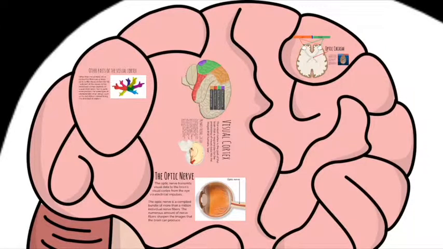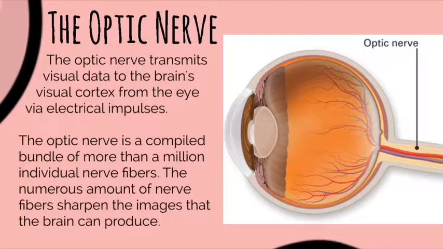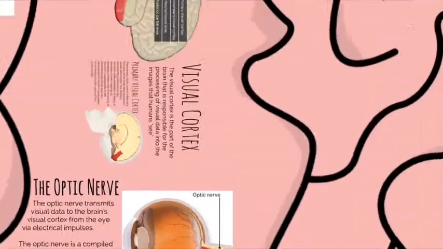The brain is the part of the body where the visual data that comes from the eyes is processed into images. The optic nerve transmits visual data to the brain's visual cortex from the eye, and it does this via electrical impulses. The optic nerve is actually composed of over 1 million different nerve fibers. The sheer amount of nerve fibers sharpens the images that the brain can produce.